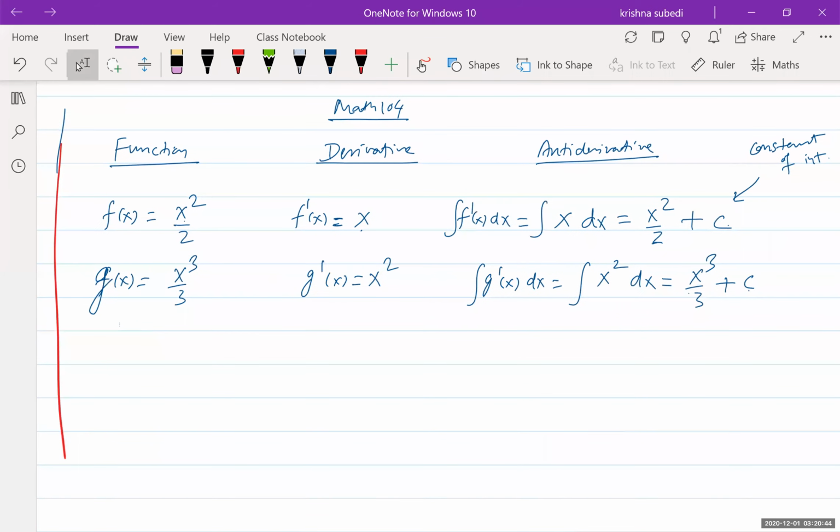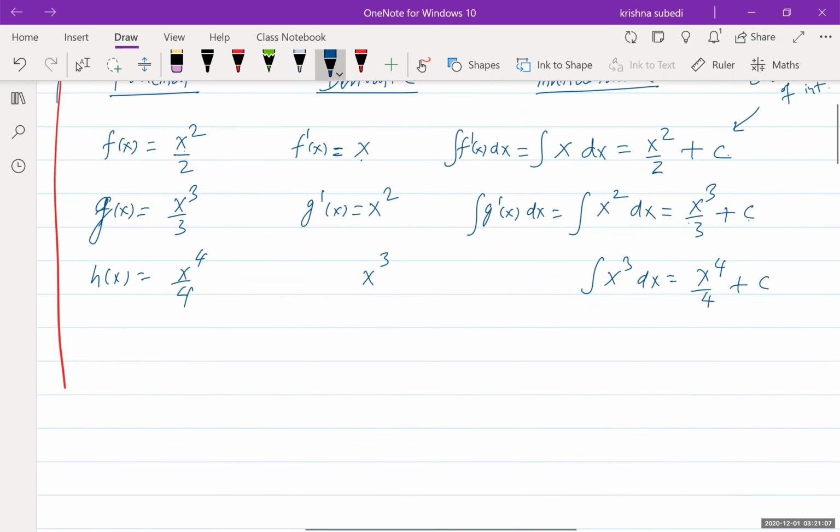Now let's try one more. Let's say h of x equals x power 4 over 4. Now your derivative is going to be x cubed. So your antiderivative of x cubed must be x power 4 over 4 plus c. Now, if I continue doing this, did you see a pattern there?